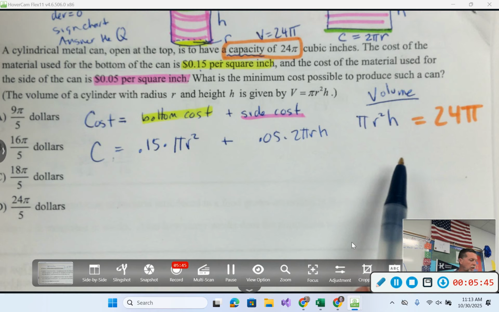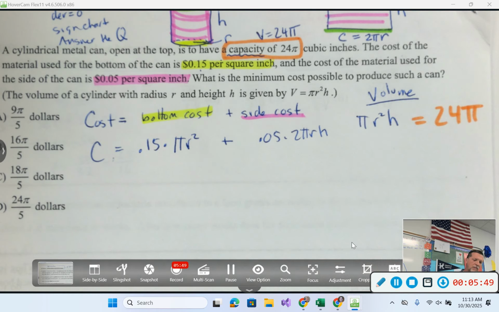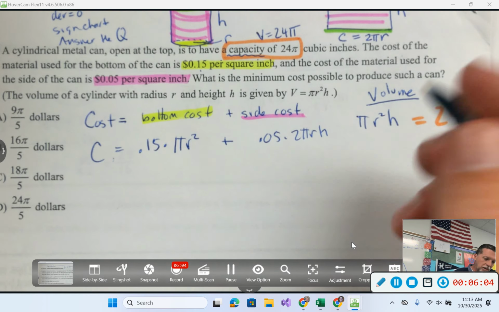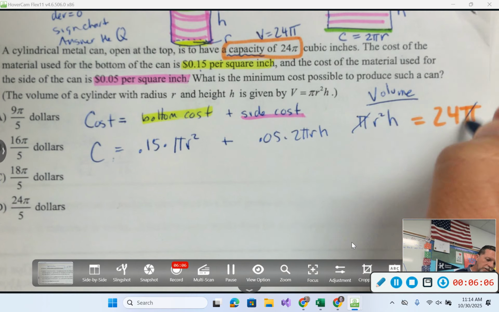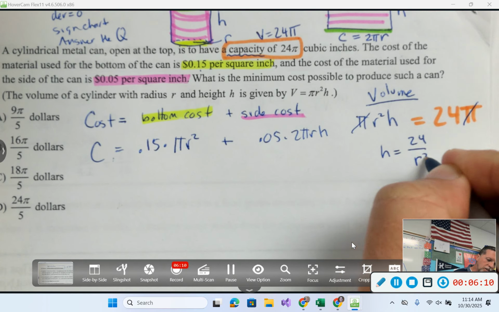We didn't like it because there were two variables, that's why we've got our secondary equation, our helper equation. You're pretty much allowed to solve for whichever variable you like, but I think there's an easier choice. Would you like to solve for r or for h? For h. Why'd you pick h? Yeah, perfect. I'd solve for h, so we don't have to square root it. Pi's will go away, and so h is 24 over r squared.